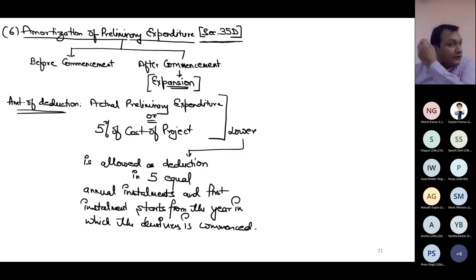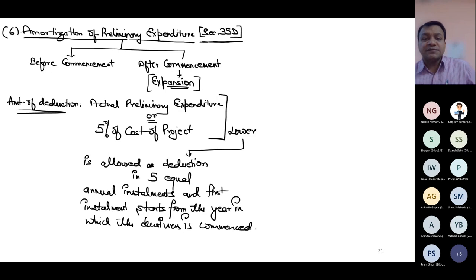In case of revenue expenditure incurred by the assessee himself for scientific research, in case of capital expenses incurred by the assessee himself for scientific research, deduction is allowed even for prior 3 years expenses, but in the same year in which business is commenced. In preliminary, it is allowed, but not in the same year in which business is commenced. It is allowed in 5 equal annual installments. First installment starts from the year in which business is commenced, and then next 4 years.